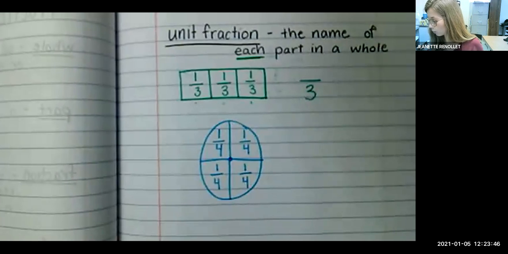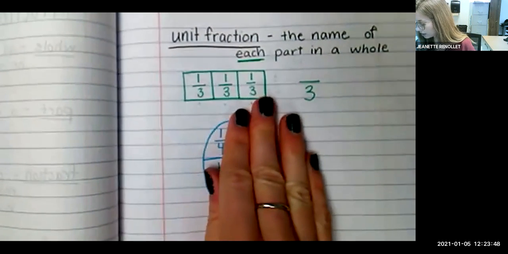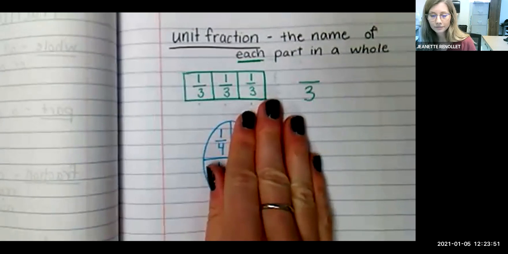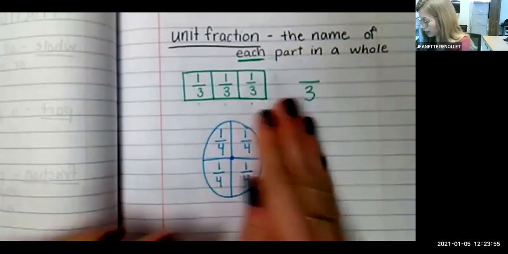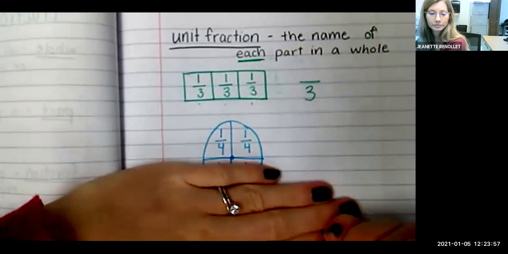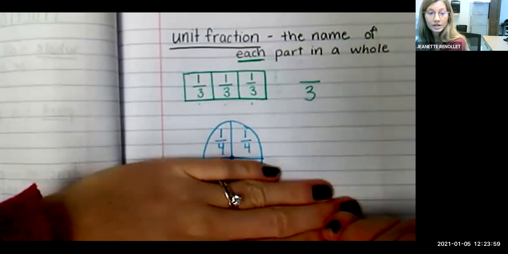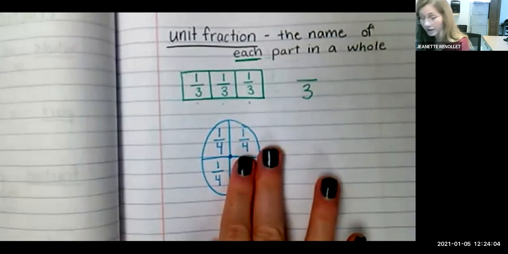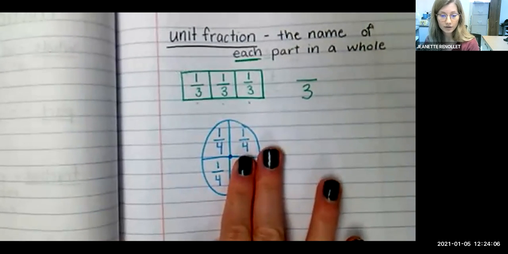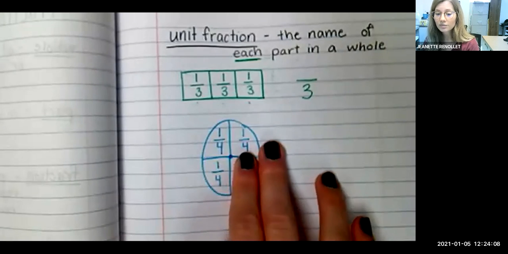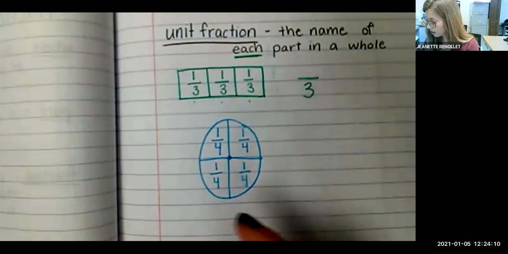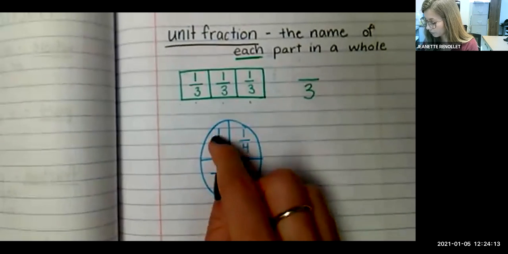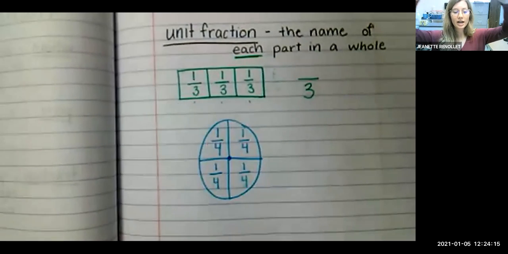If I only had 1/4, it might look like that. If I had 2 1/4, I would add one more. If you gave me another 1/4, I would have 3 1/4. And when you give me a fourth, 1, 2, 3, 4 1/4 put together makes the whole.